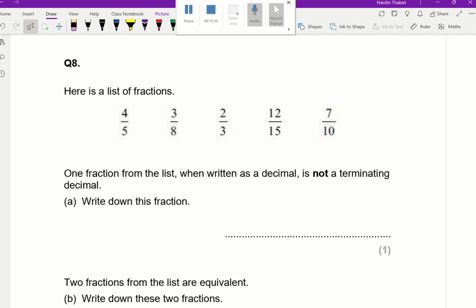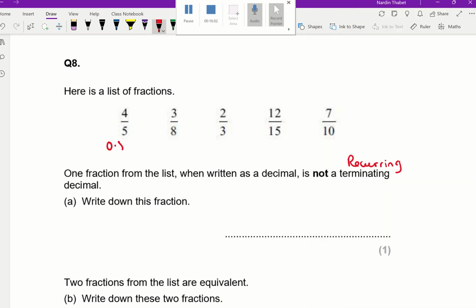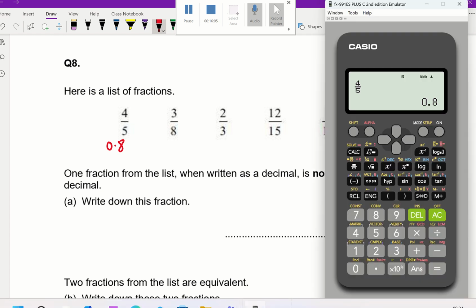Here is a list of fractions. One fraction from the list, when written as a decimal, is not a terminating decimal. Not terminating. That means it's recurring. It keeps going on forever. Write down which fraction this is. I would get my calculator and I would put these fractions in and I would see what they equal. SD buttons. This is 0.8. And then I'd go to 3 divided by 8, SD 0.375.